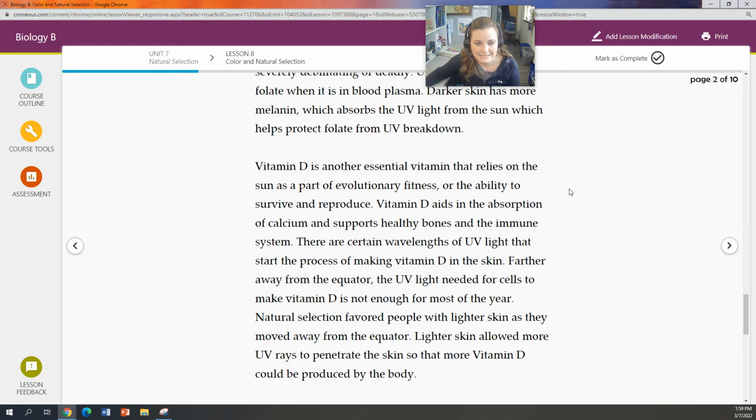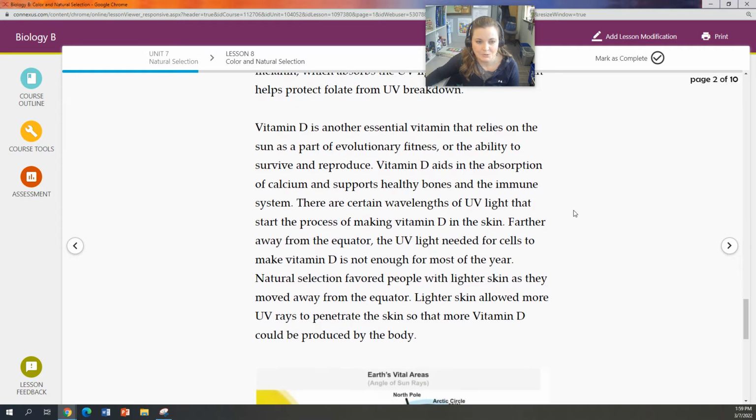Another vitamin, vitamin D, is an important part in the skin as well. It helps you absorb calcium to maintain a healthy skeleton, right? And you need enough vitamin D to do this. You make vitamin D from the absorption of UV light. So you have to have UV light to make vitamin D, which is kind of weird because UV light is not supposed to be good for you, but you need enough to be able to make vitamin D.